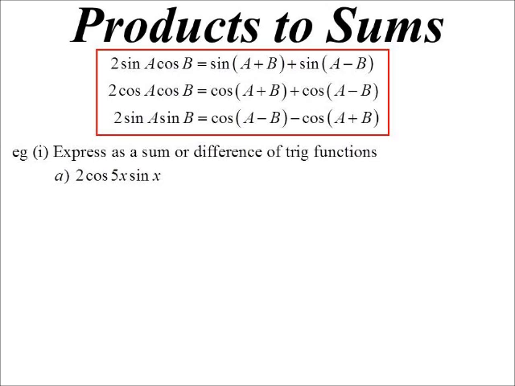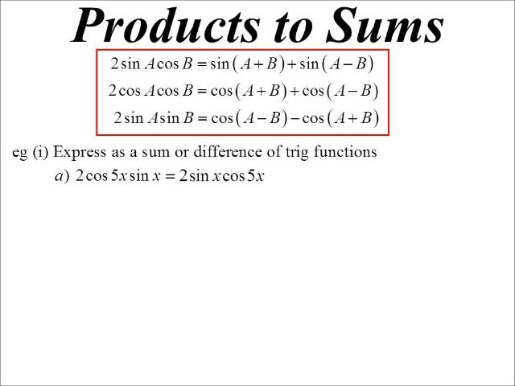So if we had to get this product, we've got 2 cos 5x sine x, and we had to express it as a sum of two functions. The other place where this could be useful is in integration. If you had to integrate something like cos 5x sine x, it's a lot easier to integrate two single trig functions rather than one that's multiplied together. So that could be a useful place for this.